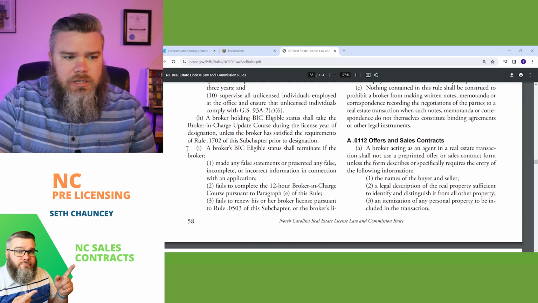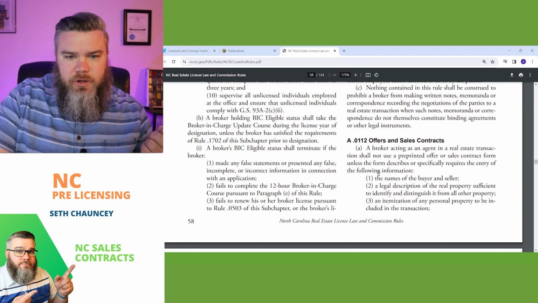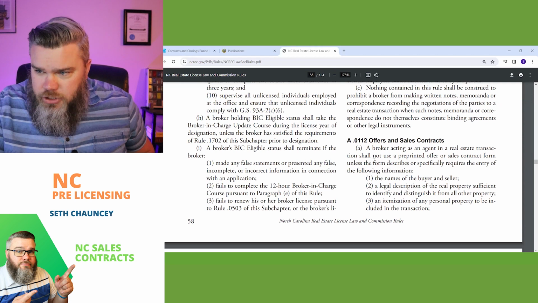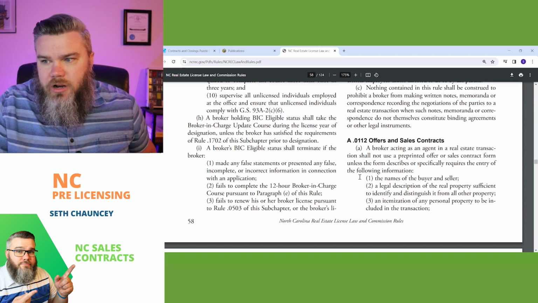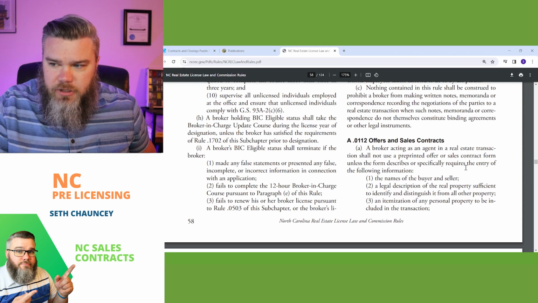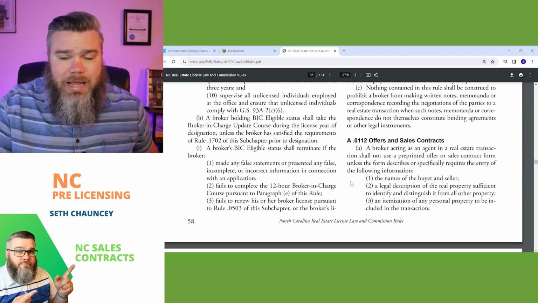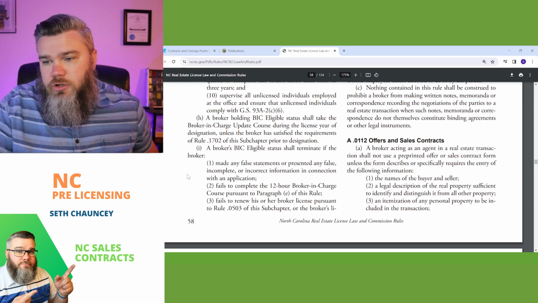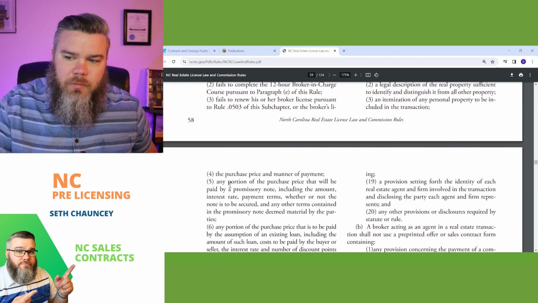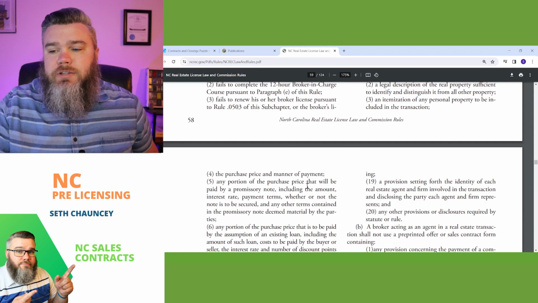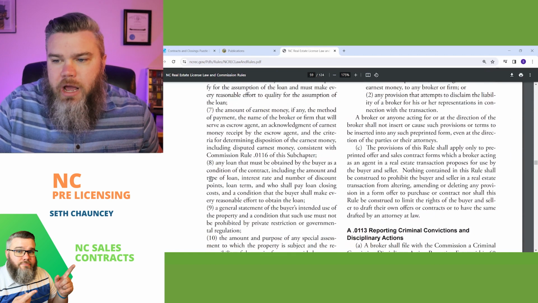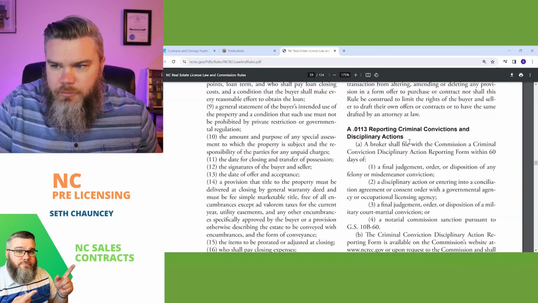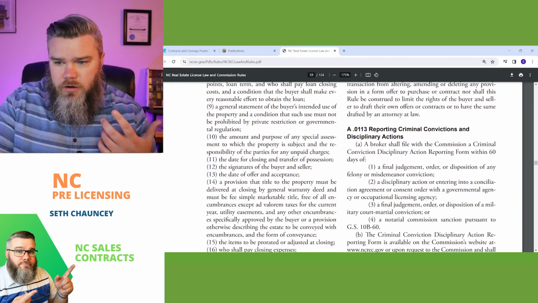So here's how this starts. I'm not going to read all 19 provisions to you, but you'll kind of get the feel for what it's talking about. A broker acting as an agent in a real estate transaction shall not use a pre-printed offer or sales contract form unless the form describes or specifically requires the entry of the following information: names of the buyer and seller, legal description of the property, itemization of any personal property to be included in the transaction, purchase price, manner of payment, any portion of the purchase price paid by promissory note. I'm just going to skip around. Any loan that must be obtained, general statement of the buyer's intended use of the property, amount and purpose of special assessment. So it goes on, and there are 19 of them.